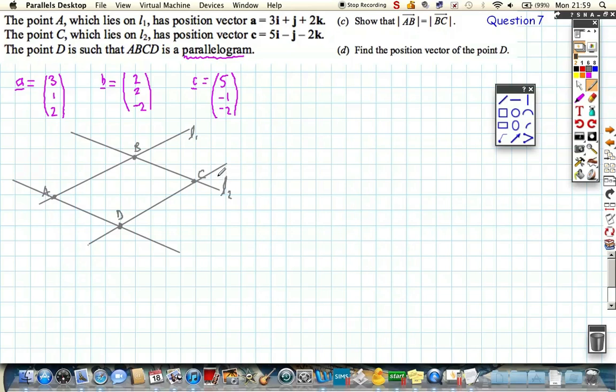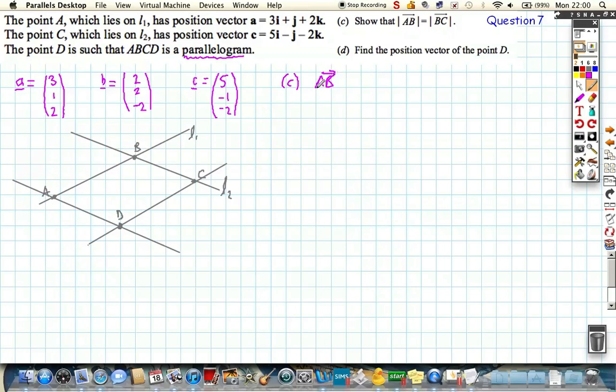It says to show that the magnitude of A to B is equal to the magnitude of B to C. Well, we don't actually need what I've just done for part C, but we will need it in a second. So let's just clear this out of the way. It's just to get our bearings of what's going on. Well, to get from A to B, there's a couple of ways you can do it.